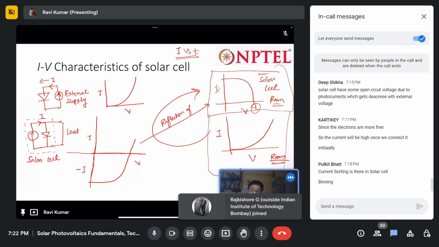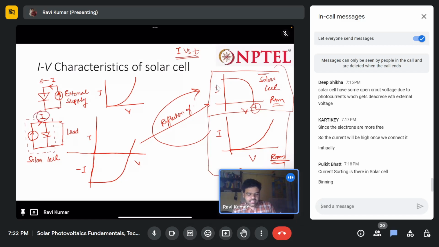So for simplicity, we just change the term. The incoming current is negative, but for simplicity, we say it's a positive current that we are getting. And we just reverse the curve and we get this solar cell curve. It is nothing but the IV characteristics of a solar cell.